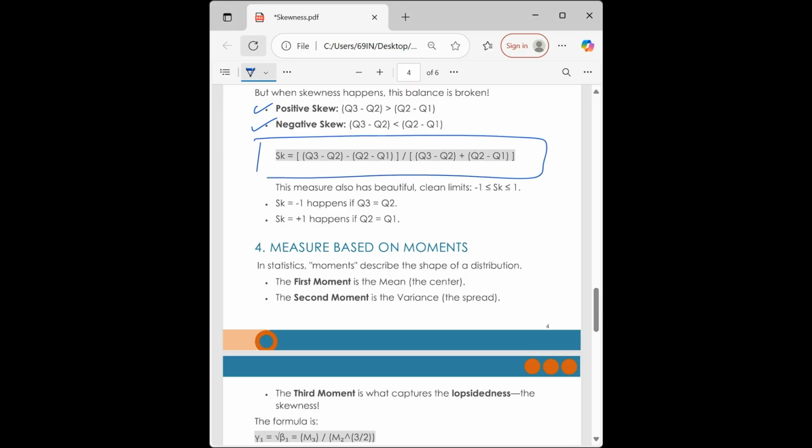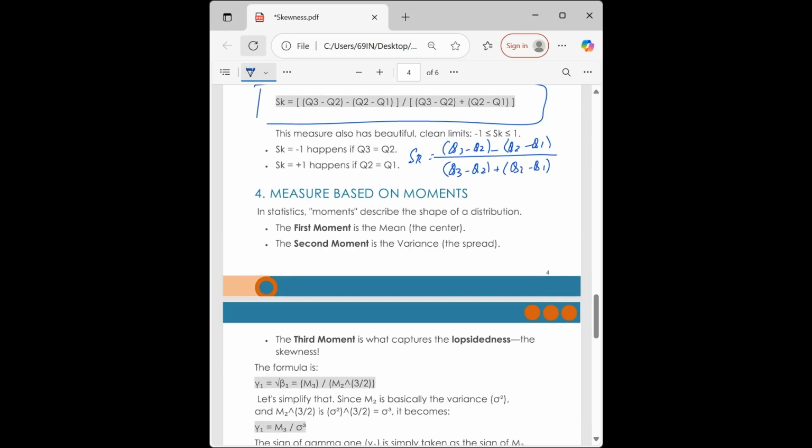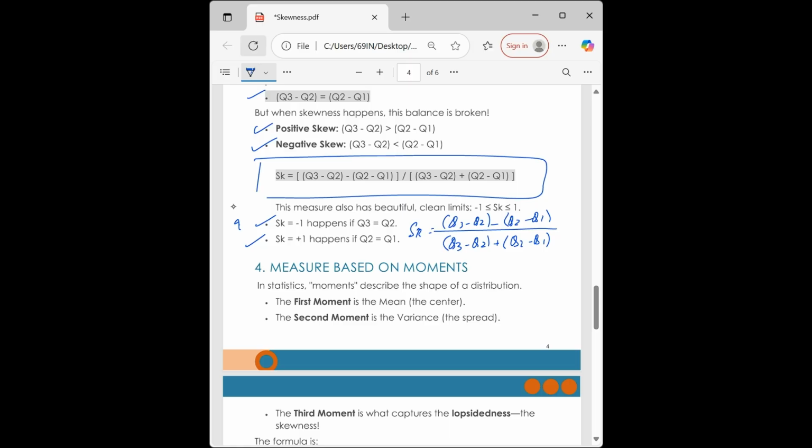What do we have here? Sk is equal to (Q3 minus Q2) minus (Q2 minus Q1), divided by (Q3 minus Q2) plus (Q2 minus Q1). Okay? And guess what? This measure also has beautiful clean limits, minus 1 to plus 1. How do you write it? You write it like this: minus 1 is less than or equal to Sk, which is again less than or equal to plus 1.